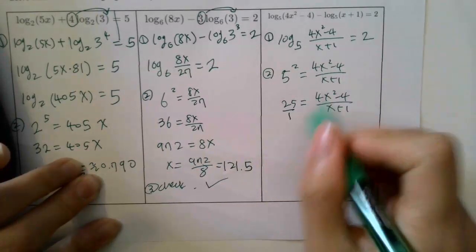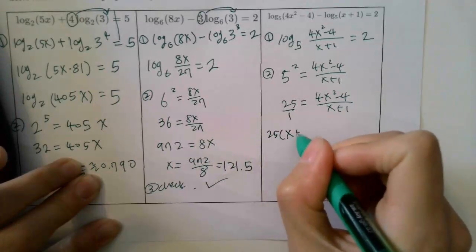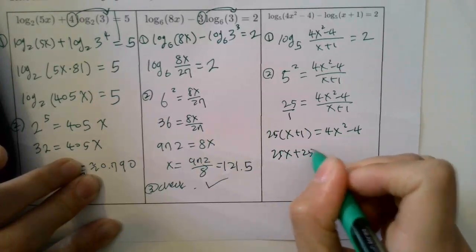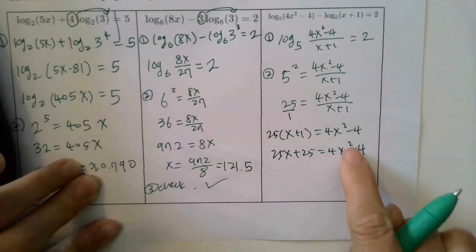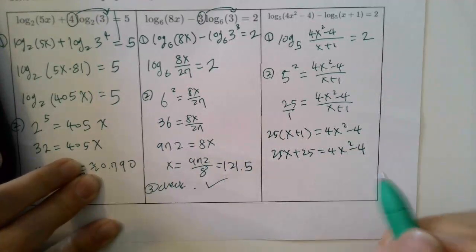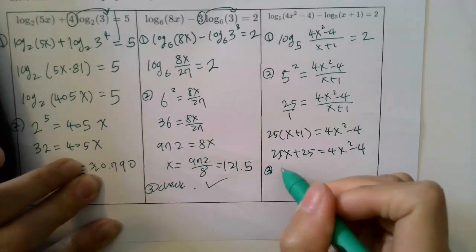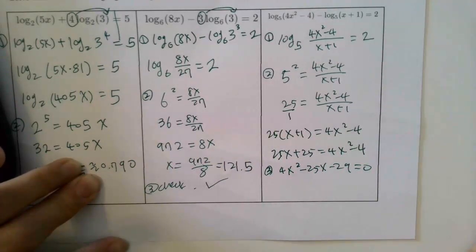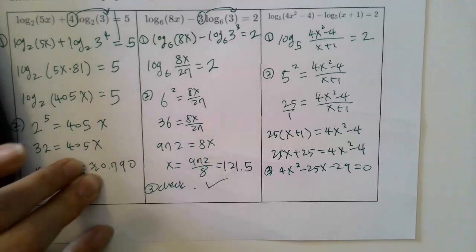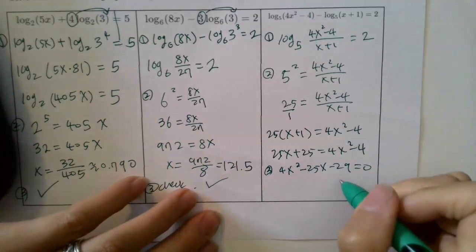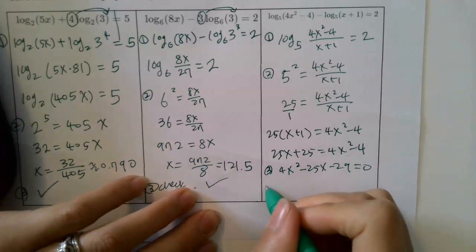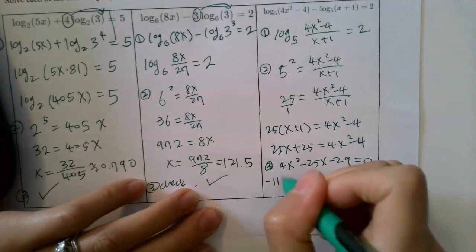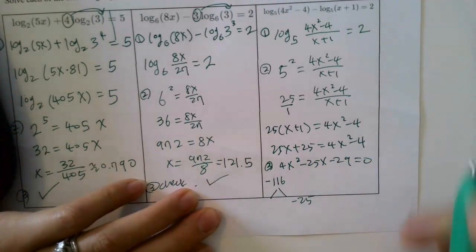Let's just review it together. I'm probably going to cross multiply. So 25 times x plus 1 is equal to 4x squared minus 4. 25x plus 25 is equal to 4x squared minus 4. That's a quadratic equation. How do you solve a quadratic equation? Set it equal to 0 and factor. Yeah. So how should I do it? Multiply to be negative 116, add up to be negative 25.